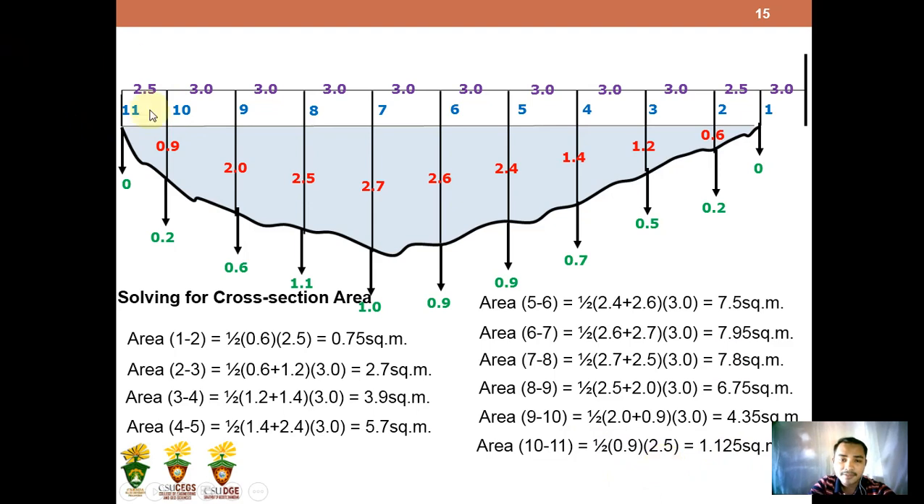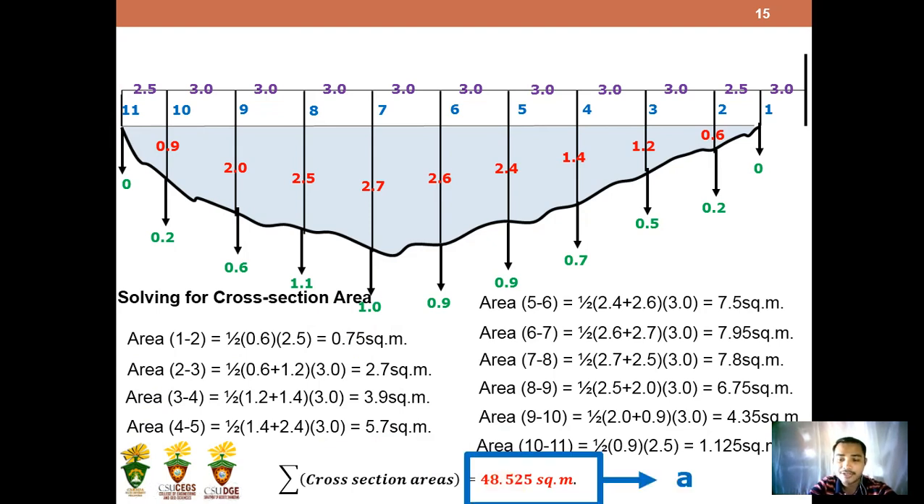And to determine the cross-sectional area of this whole stream or river, we're simply going to get the summation of all the areas between the verticals. So the area of the whole stream, the cross-section of the stream at this specific range line, we sum all of them, and to get the sum, it results to 48.525 square meters. So this is now the answer for letter A question.